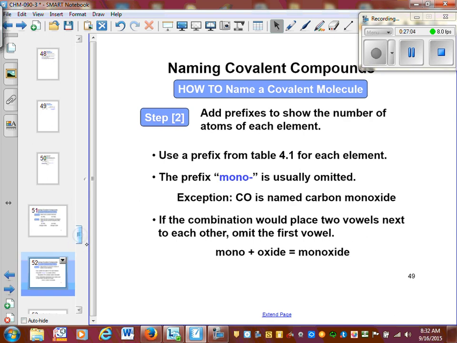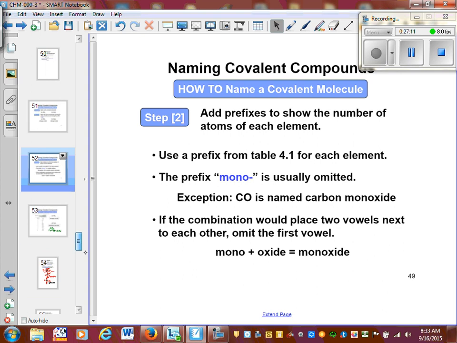Let me look at, here we go. These are the prefixes. 1 is mono, 2 is di, 3 is tri, 4 is tetra, penta, hexa, hepta, octa, nona, deca.